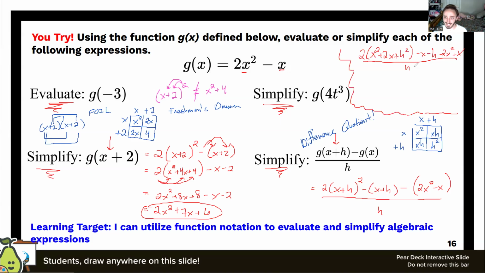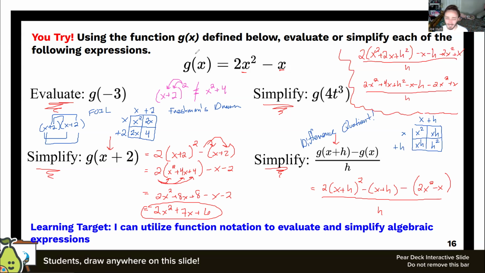So I just distributed a negative twice. I just simplified down that x plus h squared term. And then all I'm really doing here is distributing the 2. So I'll have something like 2x squared plus 4x plus h squared minus x minus h minus 2x squared plus x in that numerator, all divided by h.